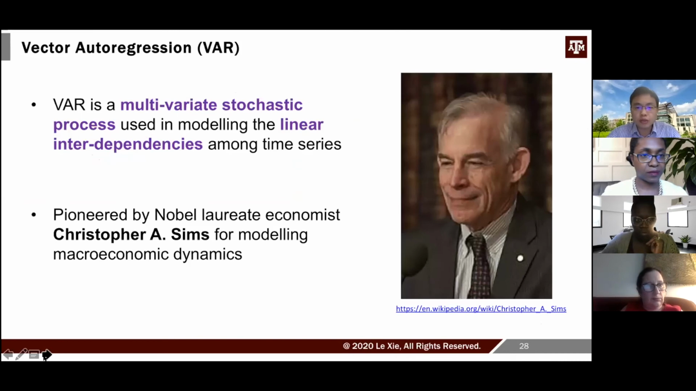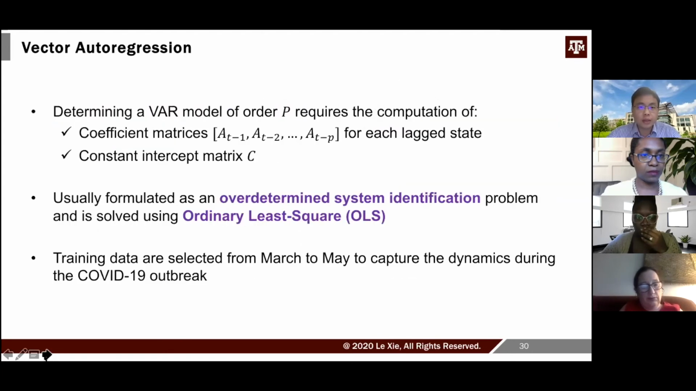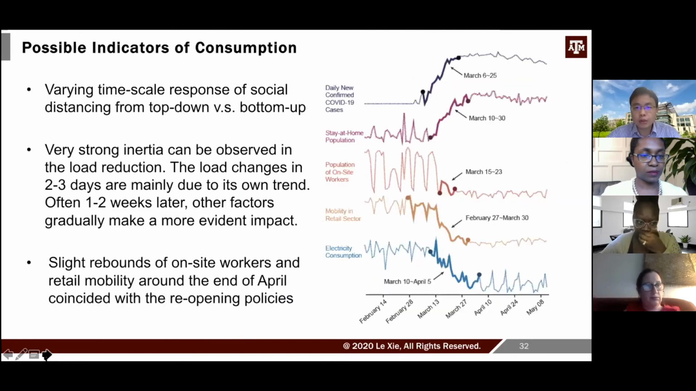So I just want to leave you with one technical detail. In order to do that kind of analysis, we adopted Nobel laureate Professor Christopher Sims's idea of establishing vector autoregression as a way of understanding multiple factors' impact on the value of interest. For instance, we are interested in electricity consumption, but we have a number of factors, for instance mobility, public health, staying at home, and so on. So you can develop these very rigorous tools to figure out what is perhaps the highest impact factor affecting the electricity consumption.